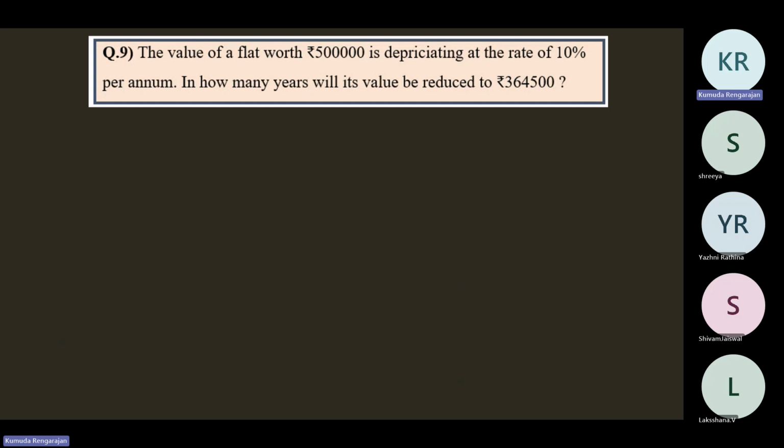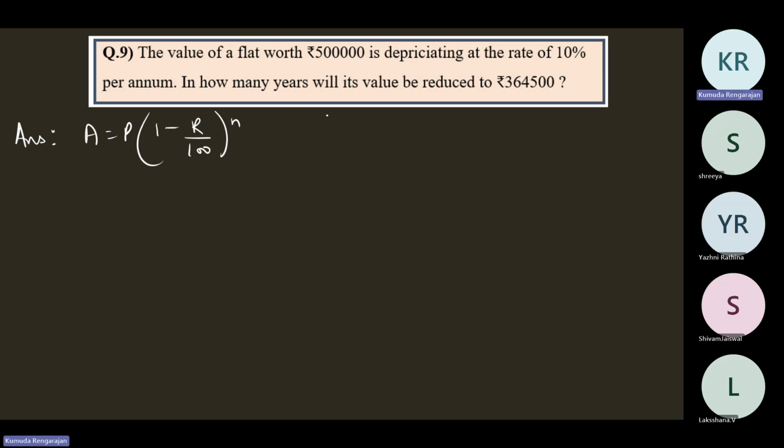The value of a flat worth rupees 5 lakhs is depreciating at the rate of 10% per annum. In how many years will its value be reduced to 3 lakhs 64,500? So again, depreciating. So the formula will be A is equal to P into 1 minus R by 100 to the power N.